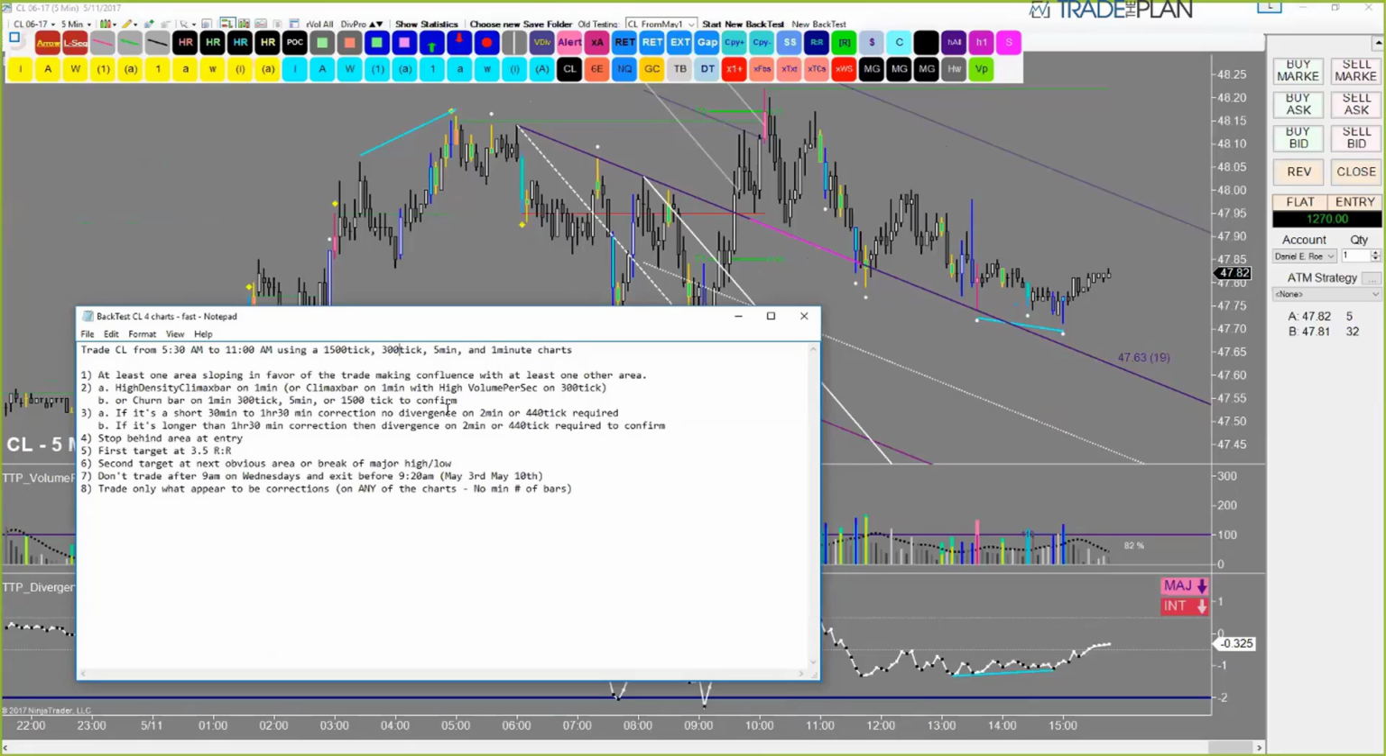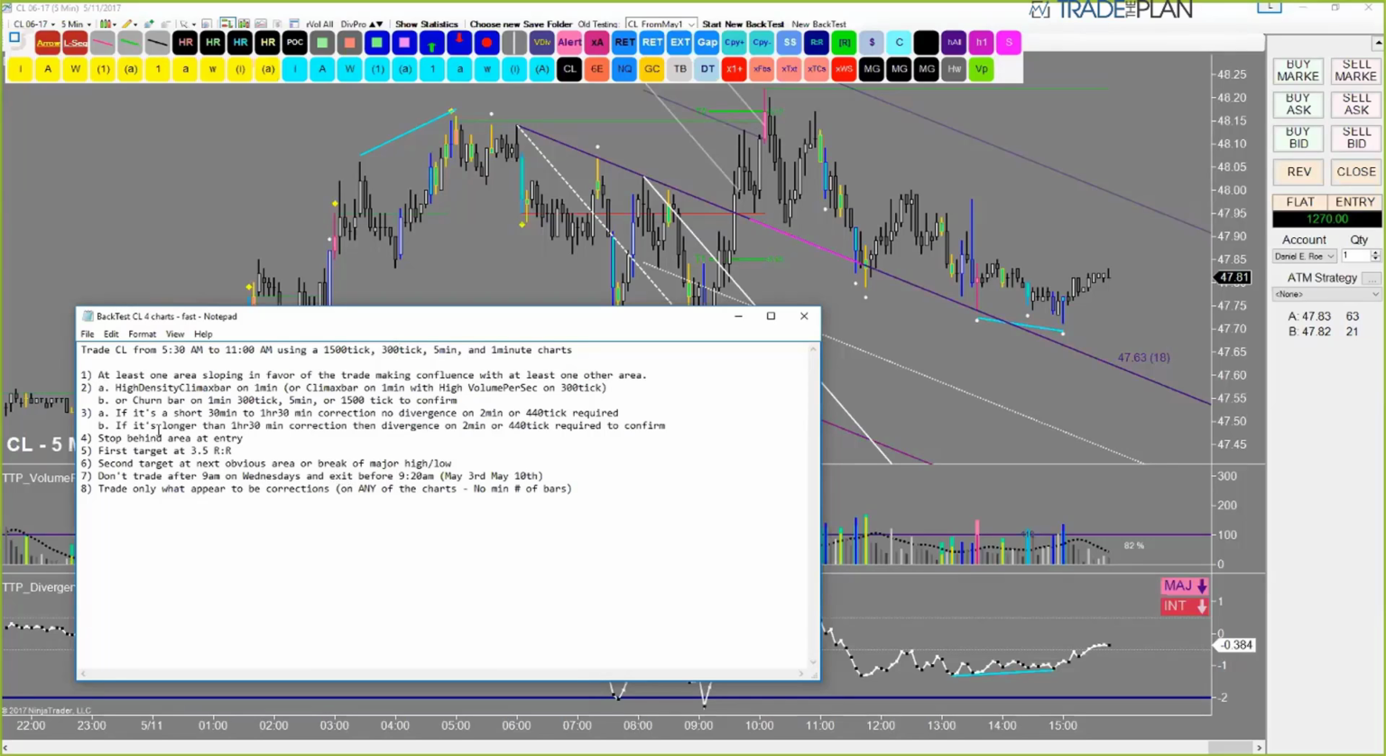And then to confirm the entry, I'm going to require a high density climax bar. I'll explain that a little bit when we get to that point. Or a climax bar on a 1-minute chart with high volume per second on the smaller tick chart. Or a churn bar on any of the 4 charts: the 1-minute, the 300 tick, the 5-minute, or the 1500 tick. And I'll go over what a churn bar is and all of that.